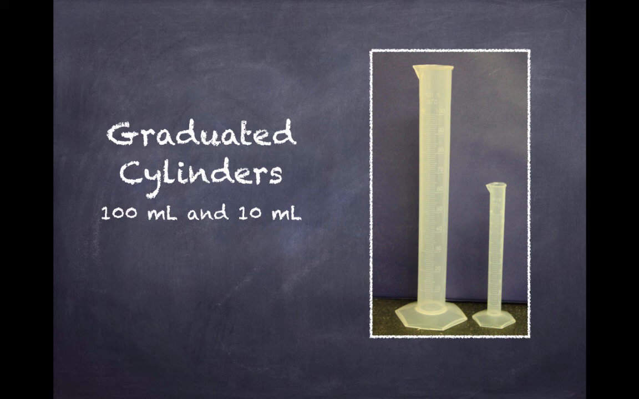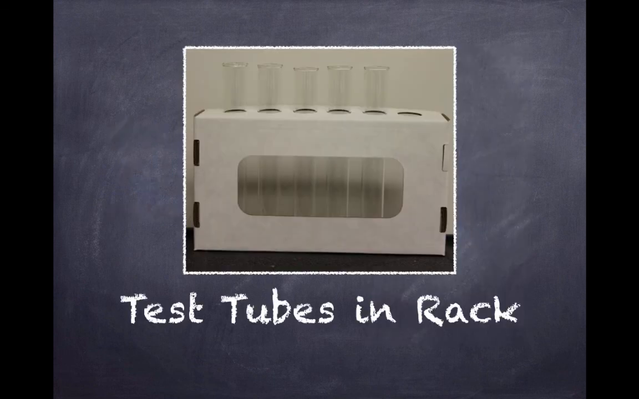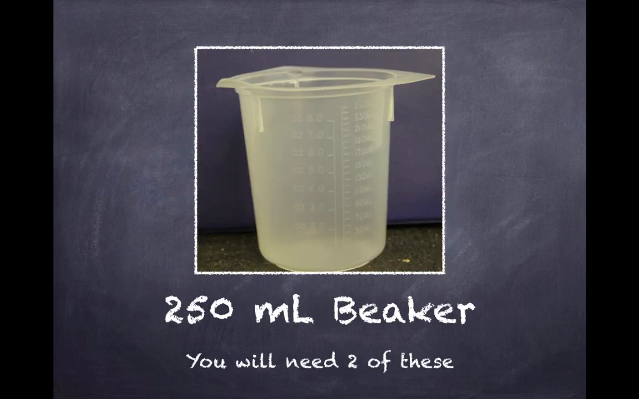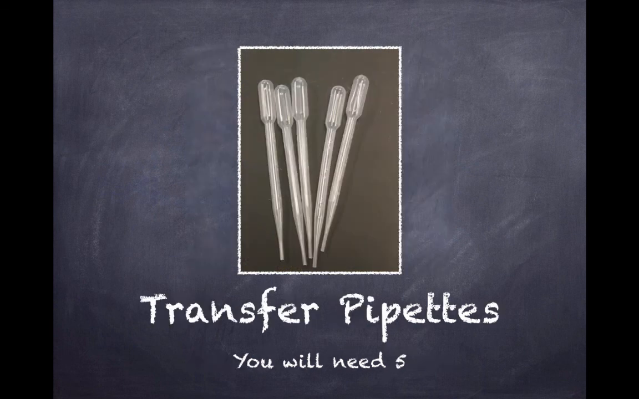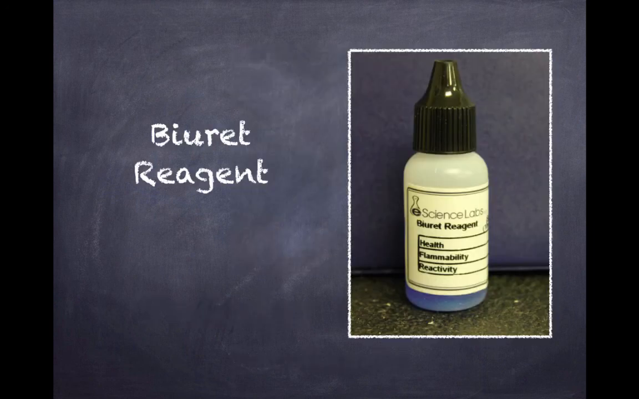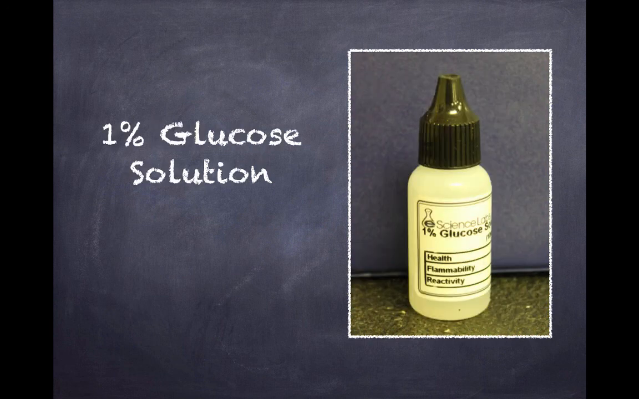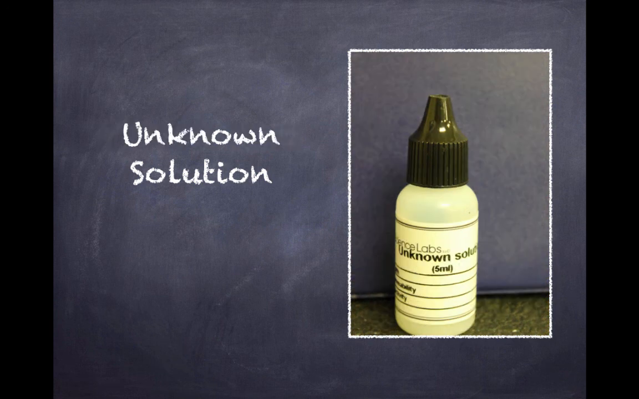First, you will need graduated cylinders, 100 milliliter and 10 milliliter size. You will also need your test tubes in the rack. You will need two 250 milliliter capacity beakers. You will need 5 transfer pipettes. You will need to locate your reagents box and find Biuret reagent, 1% glucose solution, as well as your unknown solution.